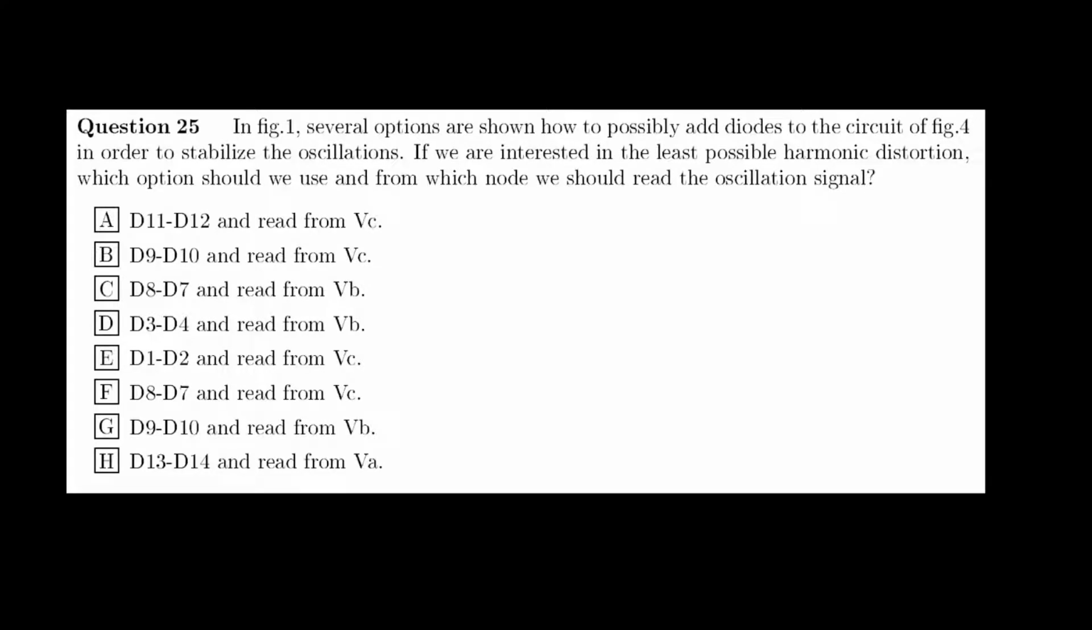This video will discuss question 25. In figure 1, several options are shown how to possibly add diodes to the circuit of figure 4 in order to stabilize the oscillations. If we are interested in the least possible harmonic distortion, which option should we use and from which node should we read the oscillation signal?